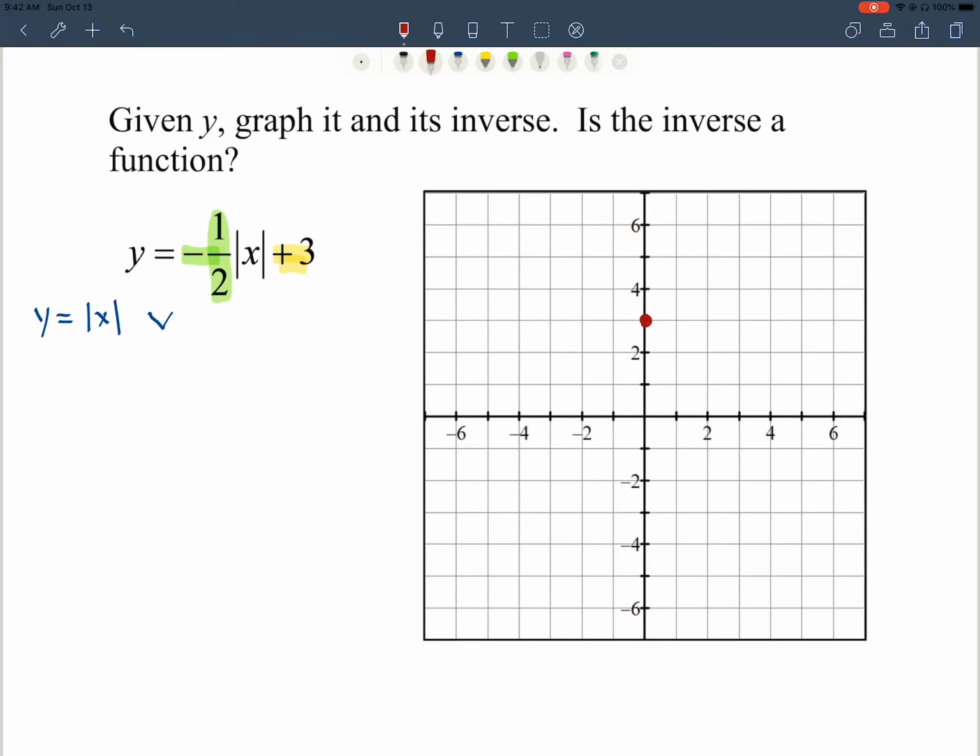And then we're going to use this slope. Remember, this is like the slope. So a -1/2 means we're going to go down 1 and then right 2, down 1, right 2, down 1, right 2, and so on there. And then we're going to reflect it across here and go down 1, left 2, down 1, left 2, down 1, left 2. Go ahead and connect those there so that you have the graph of your function.